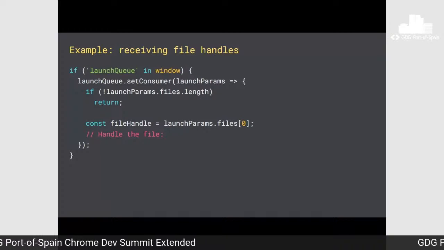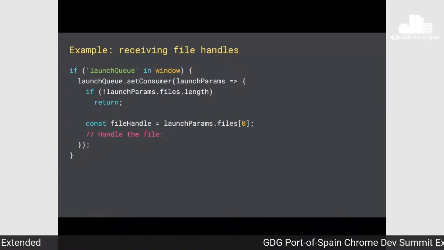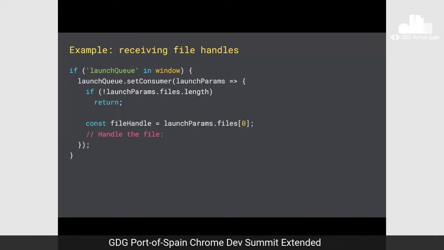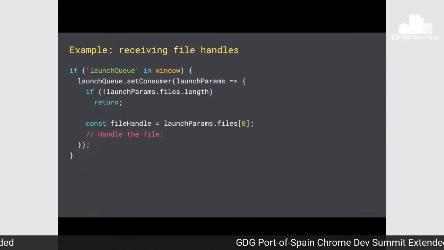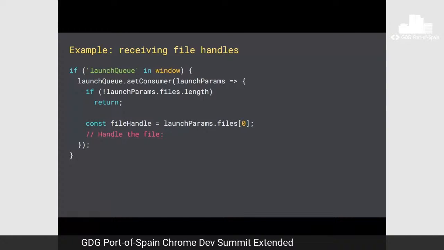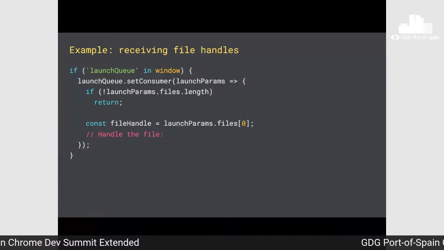To access launch files, a site should specify a consumer for a launchQueue object attached to the window. Launches are queued until they are handled by this consumer, which is invoked exactly once for each launch. With this approach, you can ensure every launch is handled regardless of when the consumer is specified. The application can then choose to handle these files however you'd like. So from this point on, you'll just treat the file as if it was a file upload from a phone.